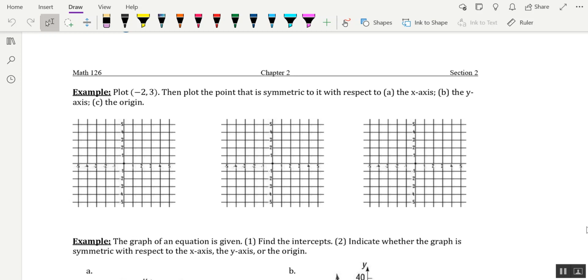In this video, we're going to do an application involving the three different types of symmetries a graph can have. Let's dive right into it. We're first going to plot the ordered pair negative 2, 3. So I'll do that in each one of these coordinate planes.